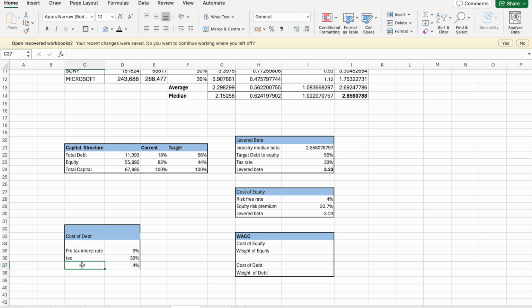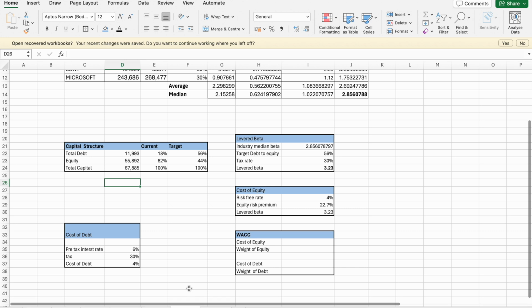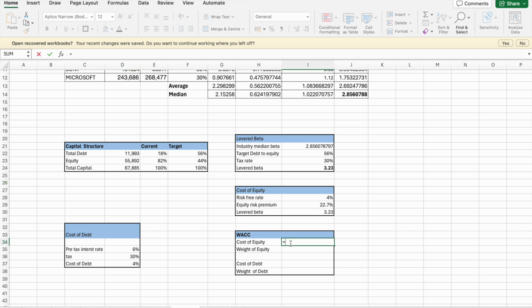and gets a lesser amount of cost of debt, because we have multiplied with 70%, which we got after deducting the tax of 30%, which makes a total of 100%. So cost of debt is 4%, cost of equity is 22.7%, and we got the weight is 56%, the target weight, and the equity is 44%. So we got everything to get our WACC, weighted average cost of capital.